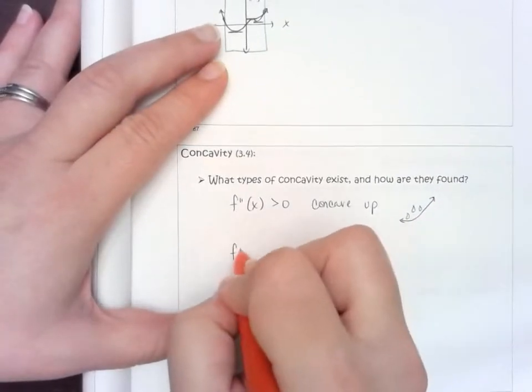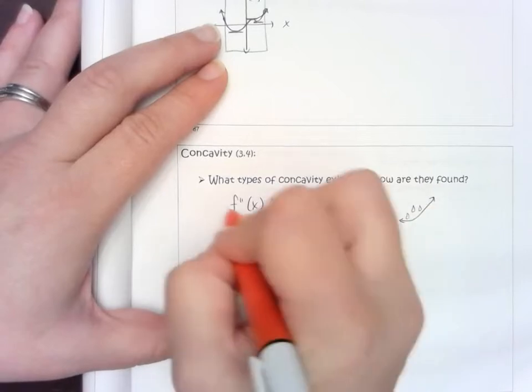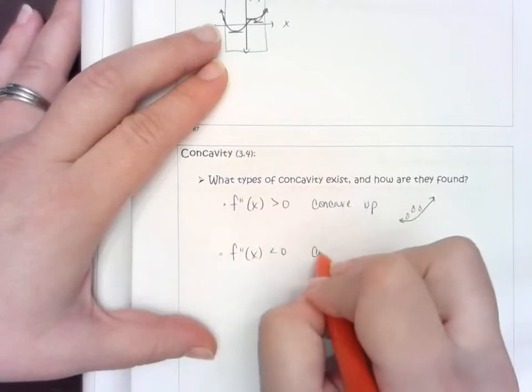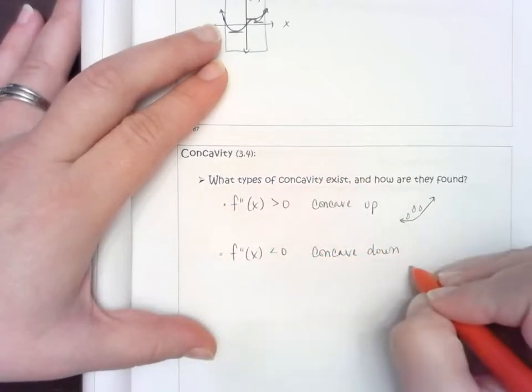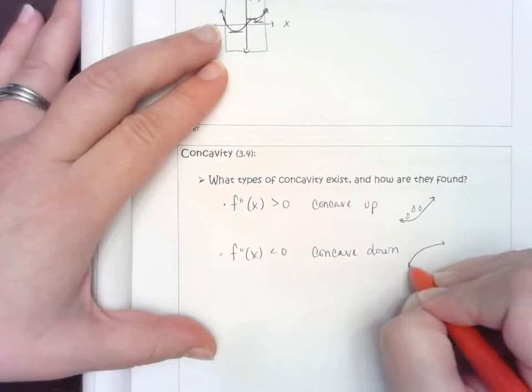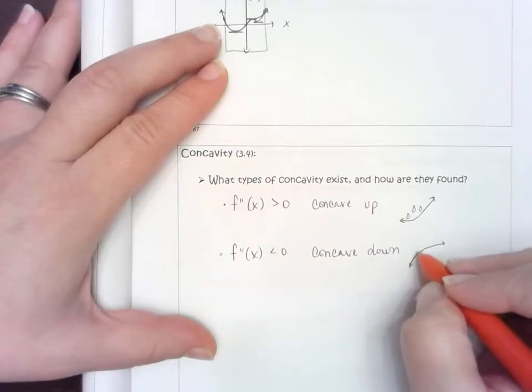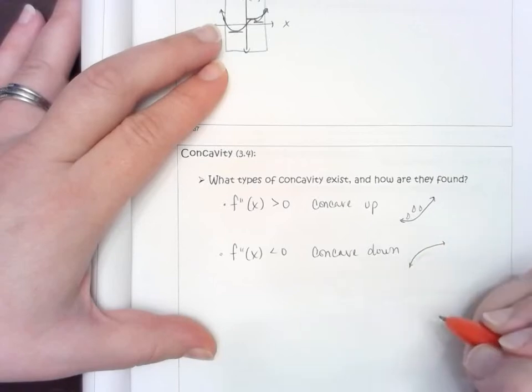concave up. If the second derivative is less than 0, that's considered concave down. On the other hand, that's a graph that might look like this, where if you try to put something in it, it's going to slide right off. So it's bending with this side in mind.